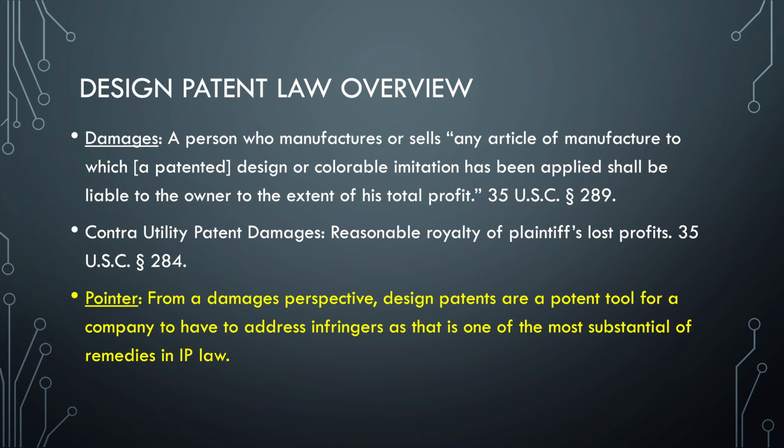Part of the overview, of course, then takes us to what happens if you prove infringement. And this gets to the question of damages. So you see on our next slide here, we're looking at this overview of design patent damages. And so here's the US Code, what it says, and we're going to unpackage it soon. A person who manufactures or sells any article of manufacture to which a patented design or colorable imitation has been applied shall be liable to the owner to the extent of his total profit.